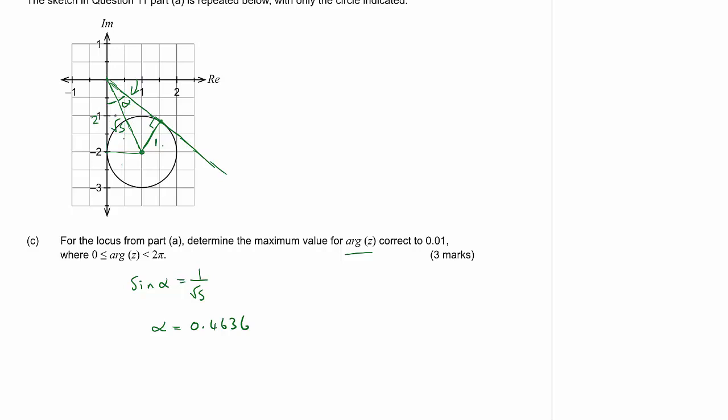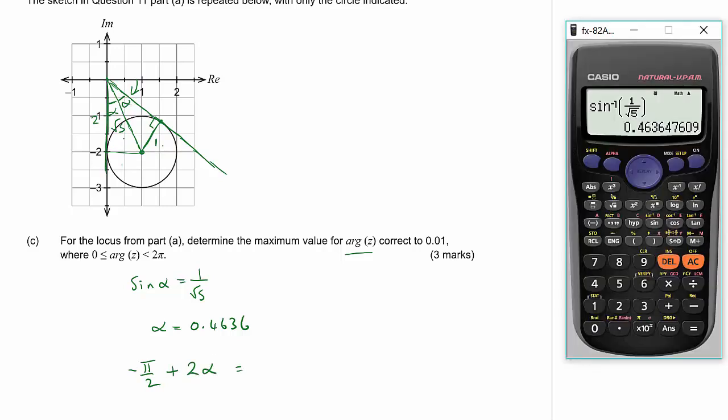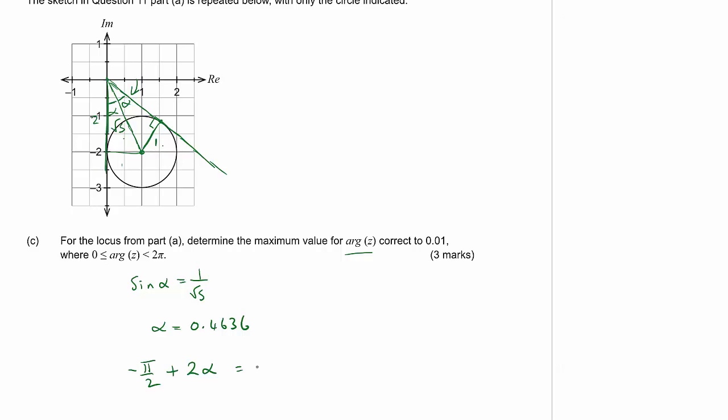We know that this one is also alpha, so the angle we want is going to be negative pi by 2, which is straight down here, add alpha, and then add alpha again. So we're going to have negative pi divided by 2 plus twice my last answer, and that's negative 0.64 radians.